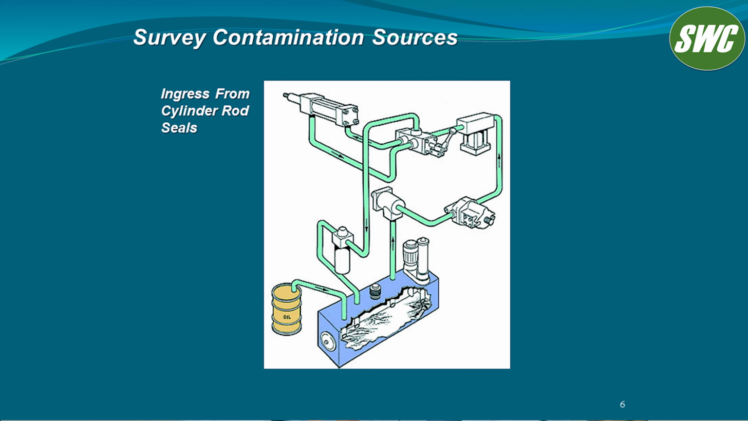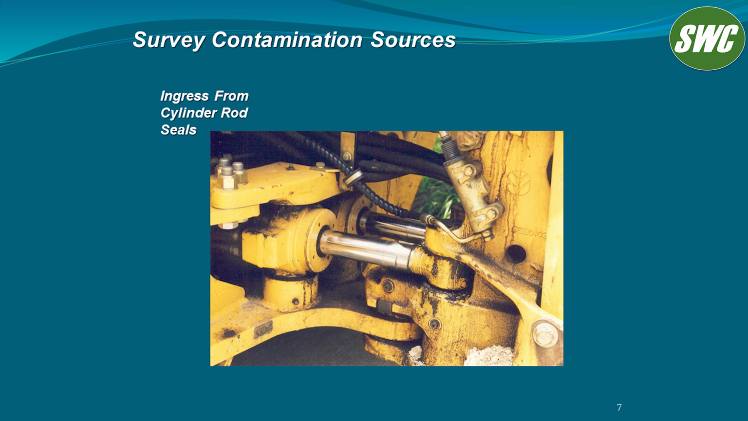Cylinder rods provide ingression of dirt. You have a chrome-plated rod that you think is super smooth, but if you touch it, you'll see that there's a film of oil on it, and that oil draws contamination into the cylinder. That can be viewed on this piece of mobile equipment.